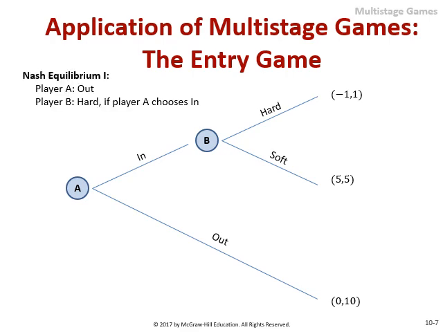Here we can reach a Nash equilibrium where player A chooses to play out and player B's strategy is hard if player A chooses in.